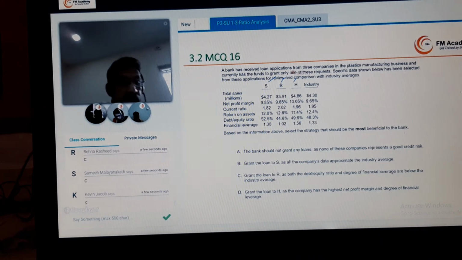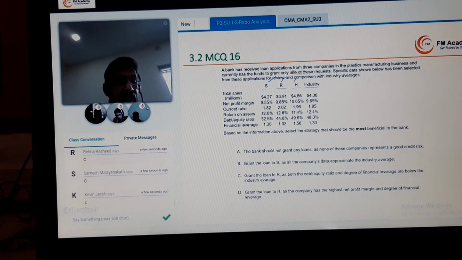Okay, Kevin and Sami got C as the answer. So let's read that. Based on the information above, select the strategy that should be the most suitable for the lender. The bank should not grant any loans as none of these companies represent a good credit risk.